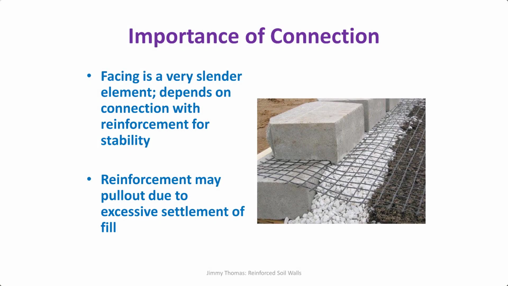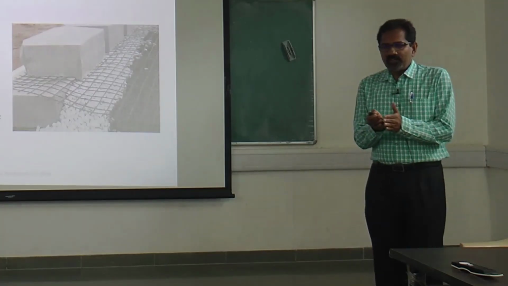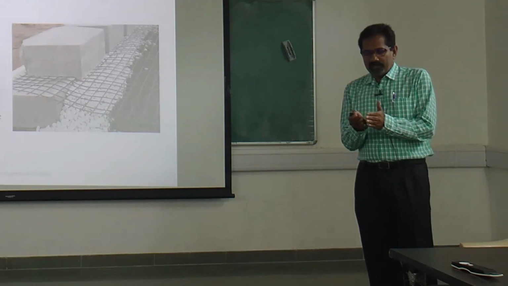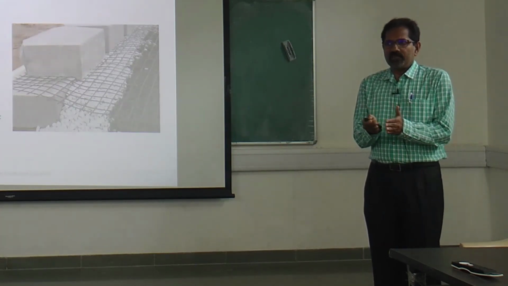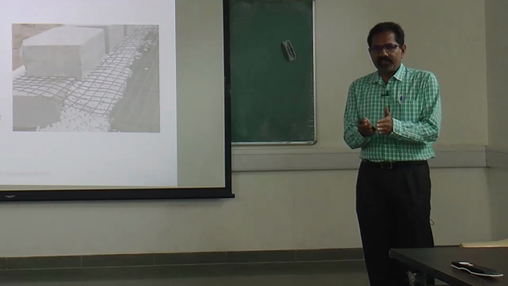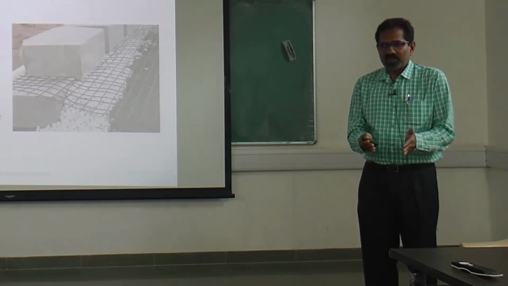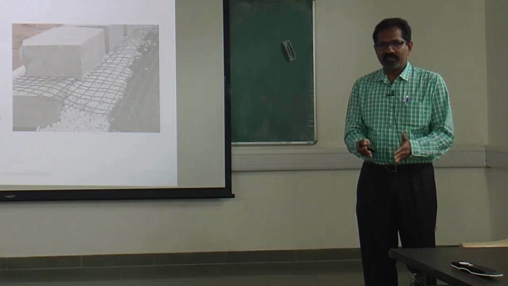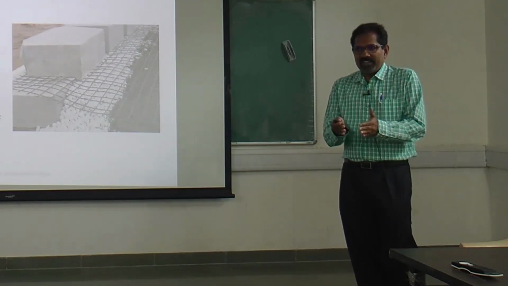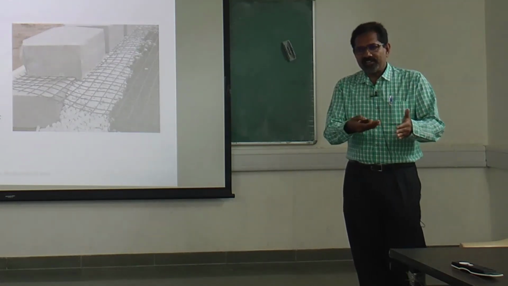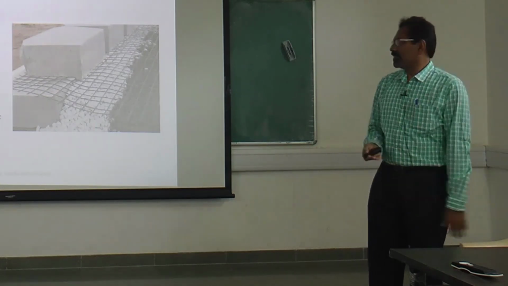Then why is the connection important? First of all, the facing is a very slender element. The reinforced soil wall may survive, but if you don't have a connection, imagine that if it is a panel, the thickness is just 160, 180 mm. If it is a block, maybe 200 to 300 mm. And imagine a 10-meter high wall. This is a very slender structure. So unless it is connected to the facing, it will not be stable.